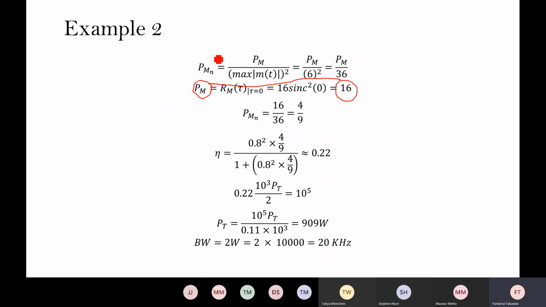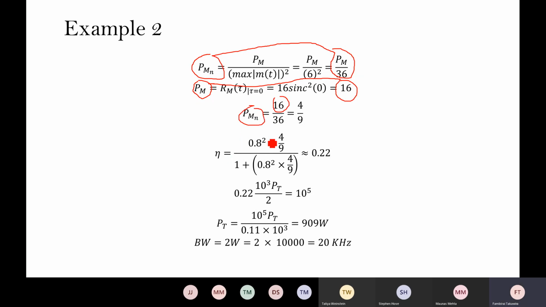Now, the normalization. We are told that the maximum value of M is 6. So if we are normalizing it in terms of amplitude, we would simply divide the amplitude of M by 6. But if we are normalizing in power, we have to divide it by 6 squared. So therefore, our PMN is going to be equal to PM divided by 6 squared. And knowing our PM to be 16, PMN is then 16 upon 36.